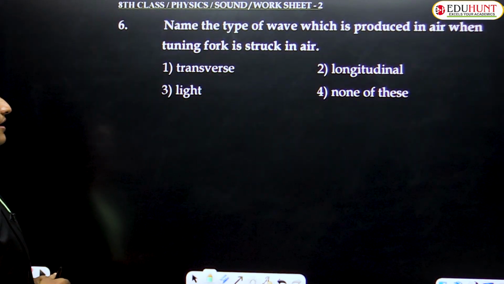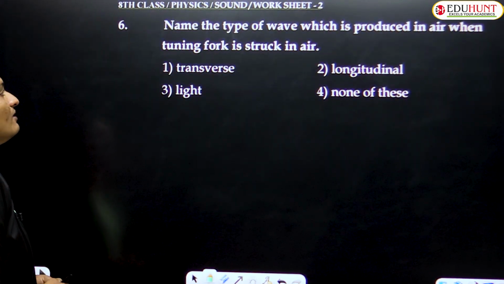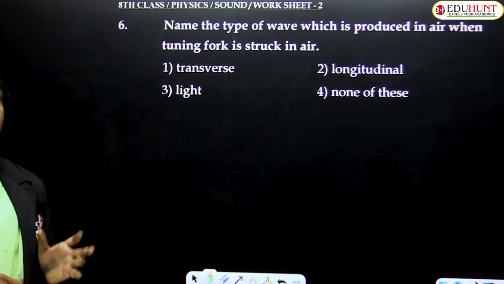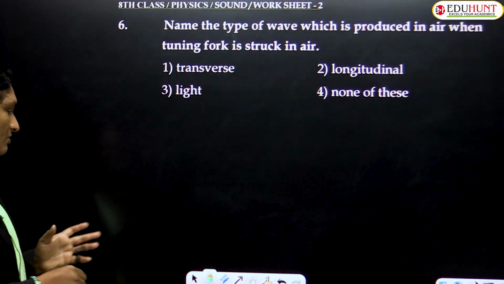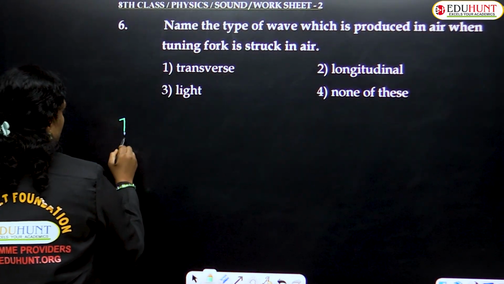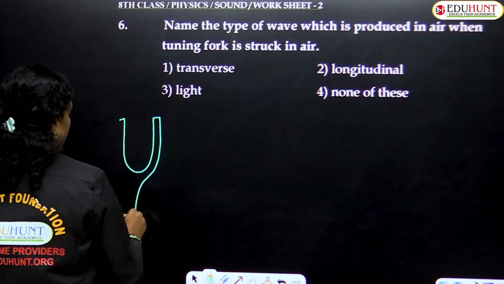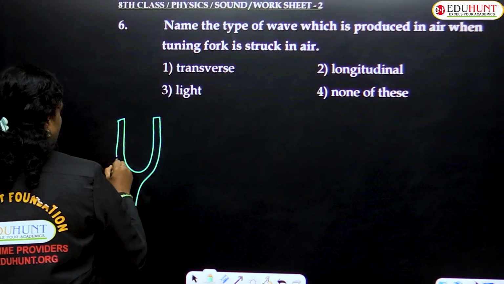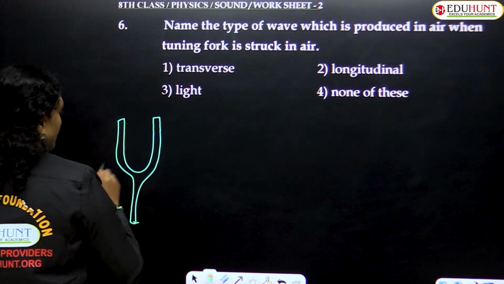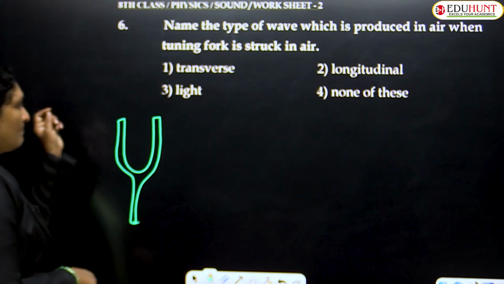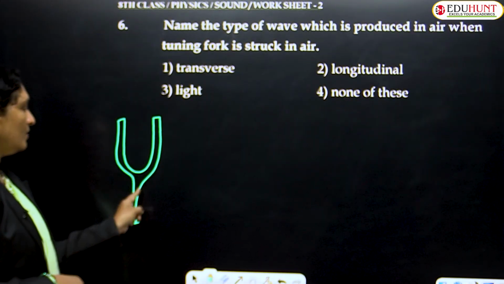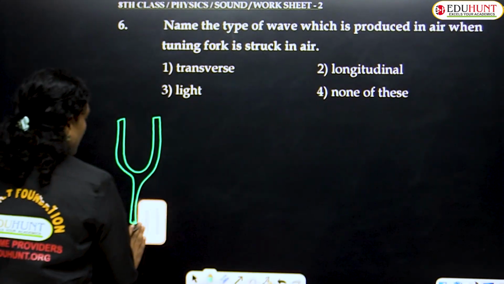Name the type of wave which is produced in air when a tuning fork is struck in air. Tuning fork, children, will be something like this. The structure of tuning forks, I hope you have seen in some laboratories. So, this is how a tuning fork looks like. These are called the prongs of a tuning fork, and this is the stem of the tuning fork.